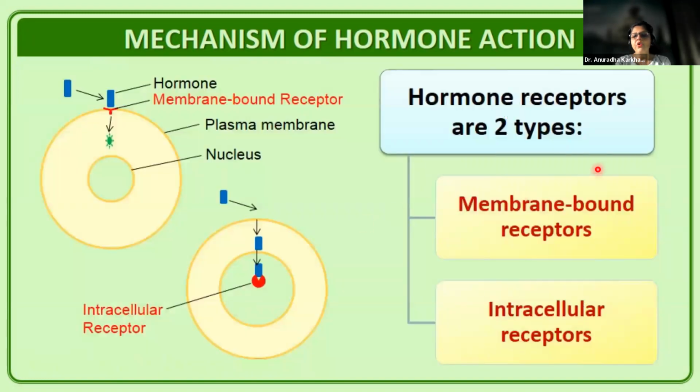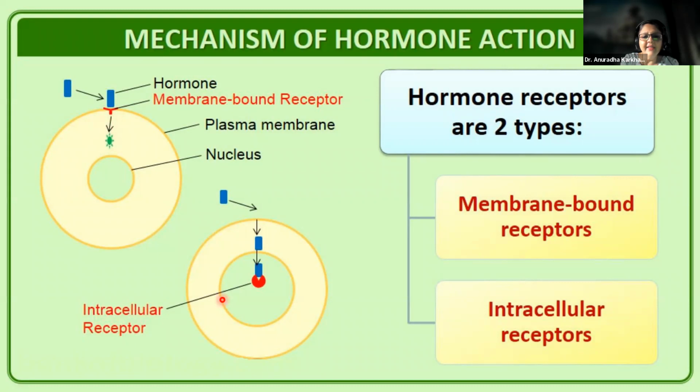Hormone receptors are of two types: membrane-bound and intracellular. Membrane-bound means on the cell membrane, we have the receptors where the hormone will come and bind. Once it binds over here, a response will be triggered, which will directly produce the physiological activity.